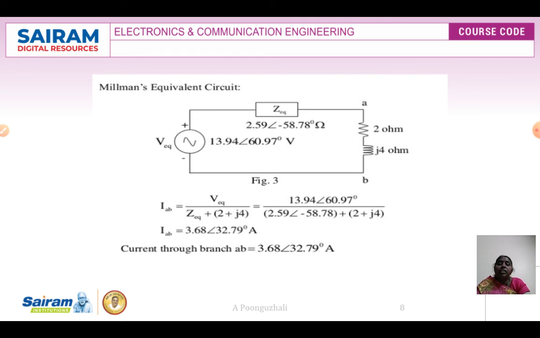So in this case, our IAB is equivalent to V equivalent divided by Z equivalent plus ZL. Z equivalent is 2.59, phase angle minus 58.78, plus 2 plus J4. Now convert this polar form to rectangular form, add it, then convert again to polar form and divide it. You'll get IAB equal to 3.68, phase angle 32.79 amps. So the current through AB is going to be 3.68, phase angle 32.79 amps.